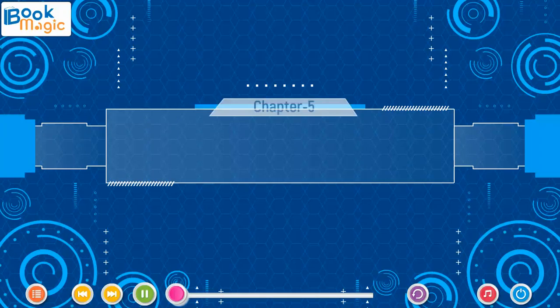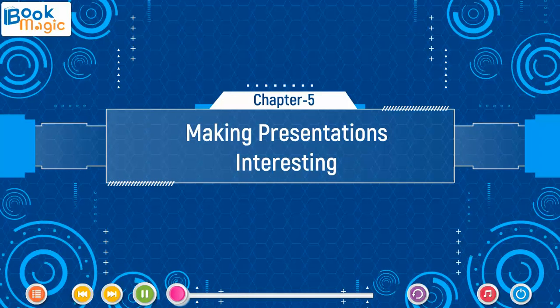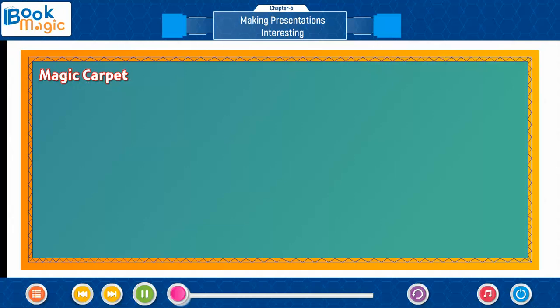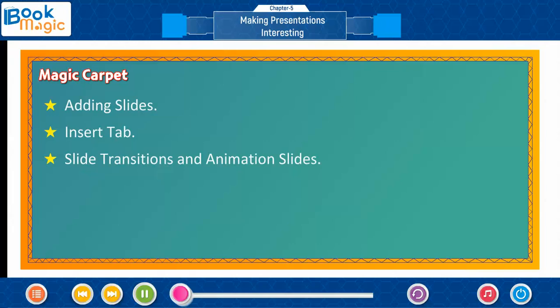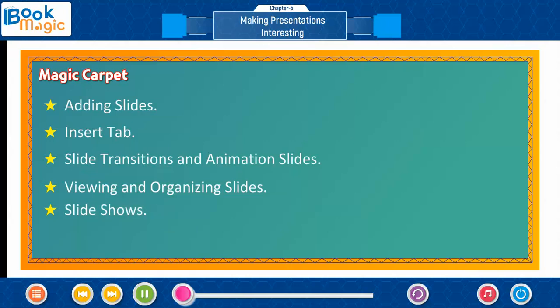Chapter 5. Making Presentations Interesting. Magic Carpet. Adding Slides. Insert tab. Slide transitions and animation slides. Viewing and organizing slides. Slideshows. Printing a presentation.